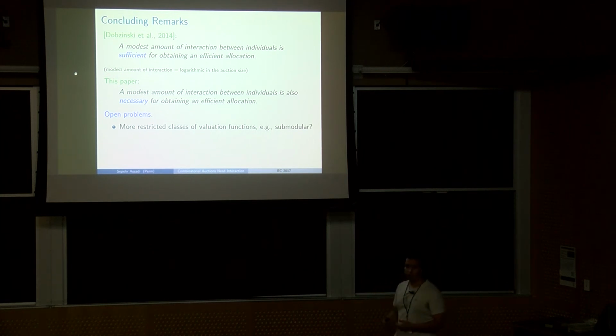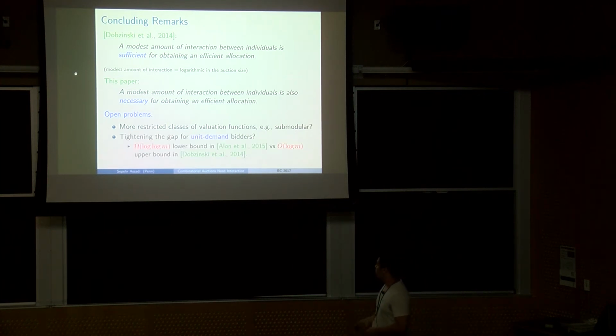For example, for submodular valuations, can we prove any interesting lower bound there, or can we perhaps improve the upper bound if I know my valuation functions are only submodular? And also, I think a very interesting open question is can we actually improve the gap between the lower bound and upper bound in the unit demand case?